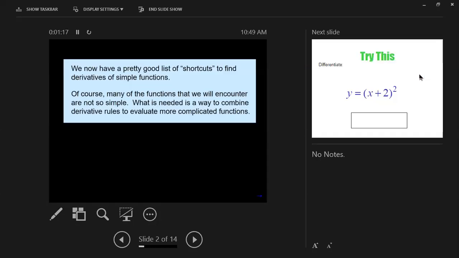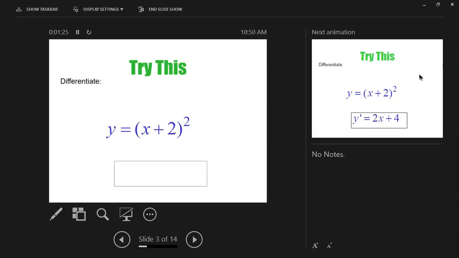So we've got a bunch of shortcuts so far. We've got the power rule and we've got our six trig derivatives at this point. But there's other functions that are going to be a little bit more involved. So for instance, if at this point I would like to take the derivative of (x plus 2) squared, well, I can't perform the power rule on this because it's not just a single x to a power, it's a function to a power. So what would I have to do here? Well, yeah, I'd have to expand it out.